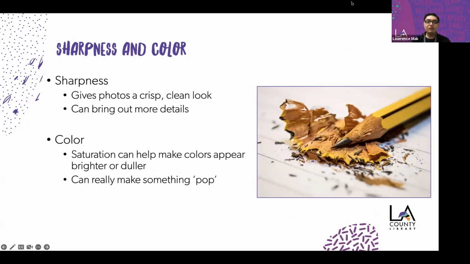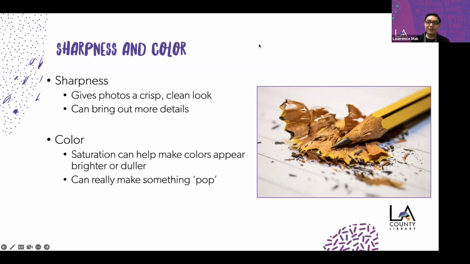All right, so now we move on to sharpness and color. Sharpness increases the focus of the image, which can help lend more detail to an unfocused photo. So it helps give photos a crisper, cleaner look and might bring out more detail in an image.